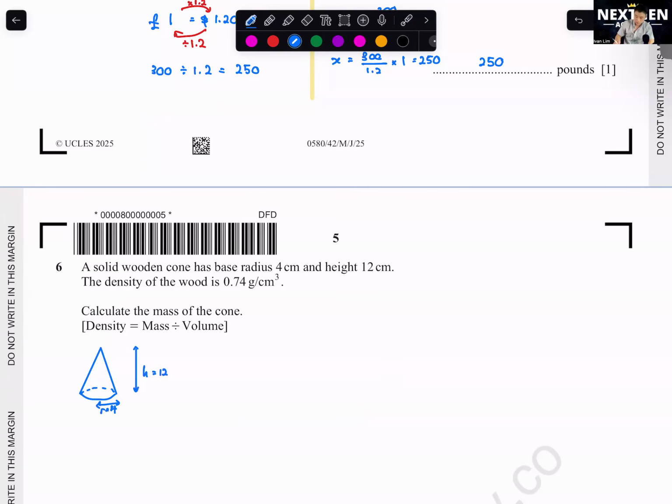What is the volume of a cone first? Volume of a cone is 1 over 3 pi r squared times height.